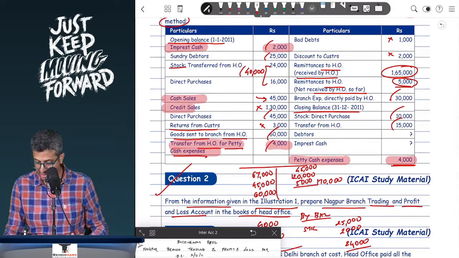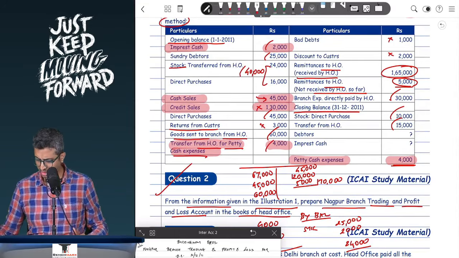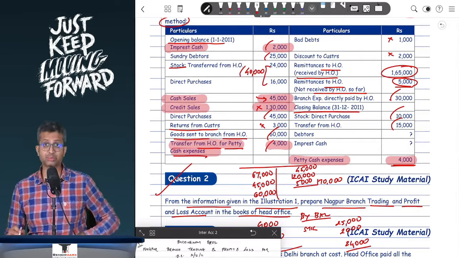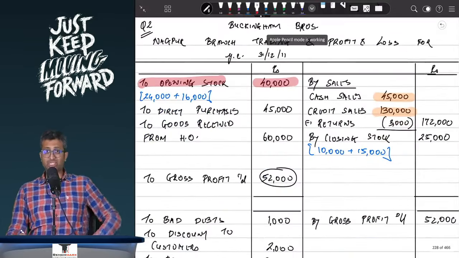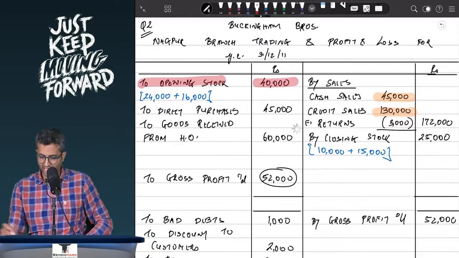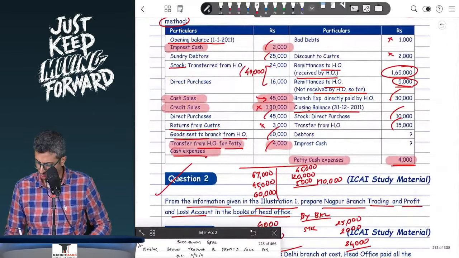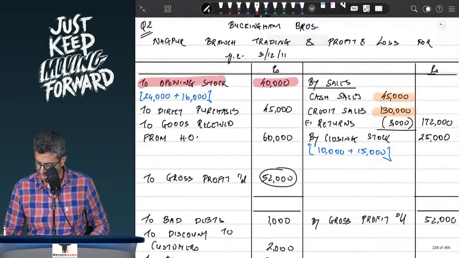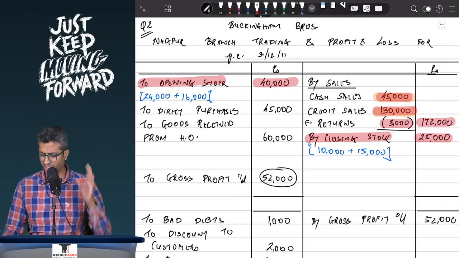There will be cash sales of 45 and credit sales of 1,30,000. So your sales come to 1,75,000, less returns of 3, hence 1,72,000. And your closing stock will be appearing as a total, that is 25,000. So this is closing stock 25,000.